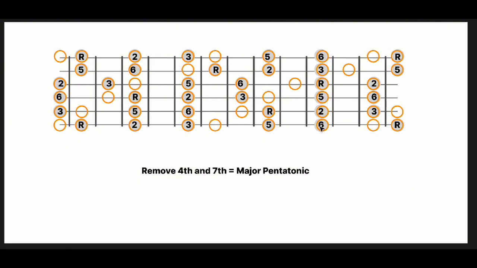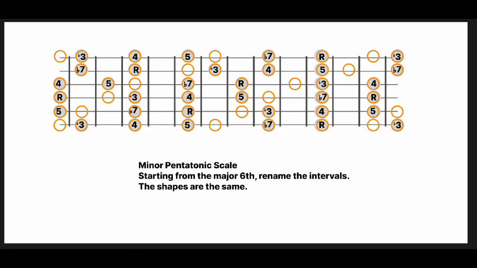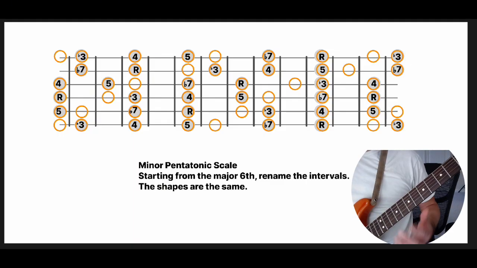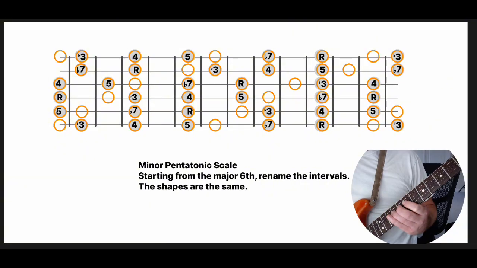The reason we start on the 6 is because, as we already learned, the 6th chord is a minor chord in the major scale, and we can use the minor pentatonic to play over minor chords. That's just one of the options for playing over minor chords. So if we moved it all down and renamed everything, we get this. Again, the shapes did not change. The scale was still just sitting here.